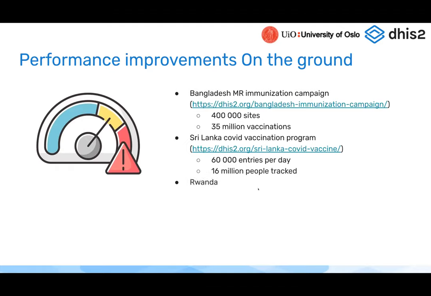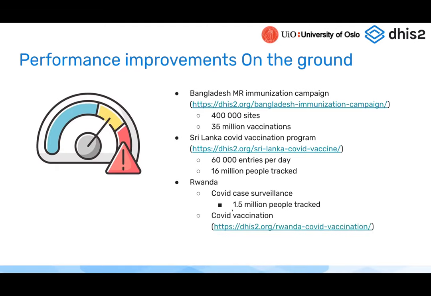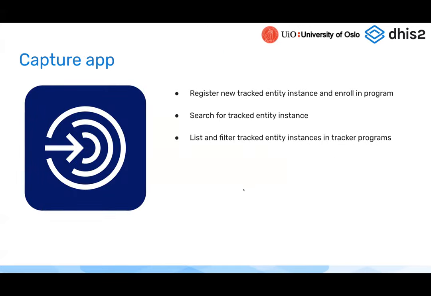Some numbers from Rwanda, where they have a COVID case surveillance tracking 1.5 million people, as well as a vaccination instance that is scaling. And this is still being scaled, and they have a target of 3 million by the end of 2021 and 7 million by July 2022. All right. So next topic is the capture app, and I want to show you some improvements that we have done there.